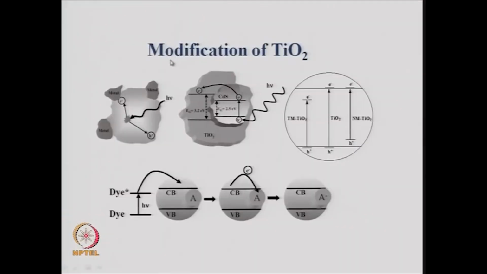Now, how do we modify TiO2? Because we just discussed that we want to modify TiO2, which is a UV light catalyst in general, but we want to use visible light. So, how do we modify this TiO2? By doping metals, metal oxides, and what happens when you dope metal and metal oxides to the band gap or to the valence band levels or to the conduction band levels.